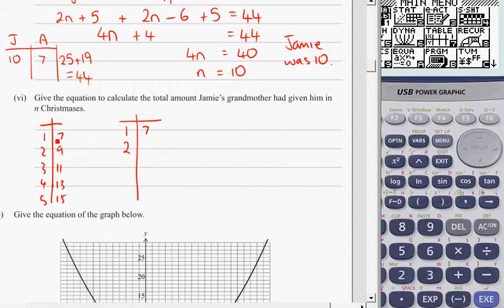After 2 Christmases he would have received 7 plus 9 is 16 in total. After 3 Christmases he would have received 7 plus 9 plus 11, which makes 27. After 4 Christmases in total, add on the 13 to get 40. Right, that should be enough. Now we're looking at the differences.